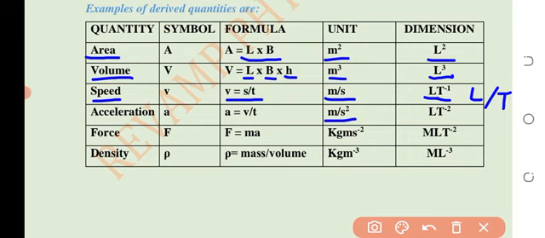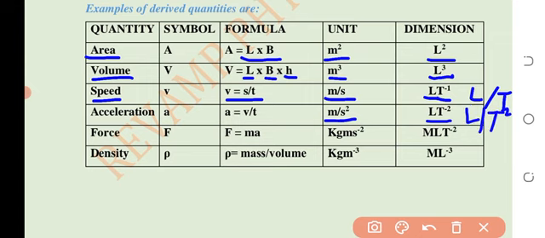Remember that anything that is measured in meter has a dimension of capital letter L, and anything that is measured in seconds has the dimension of capital letter T. That is why we have the dimension of acceleration to be LT raised to power minus 2. You can as well write it as L per T squared.